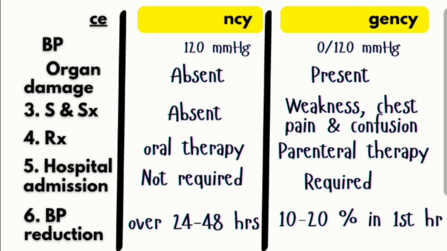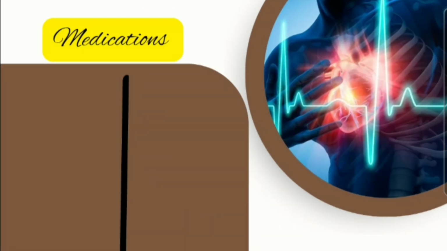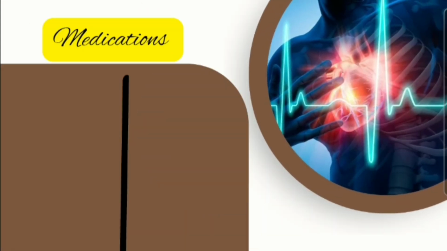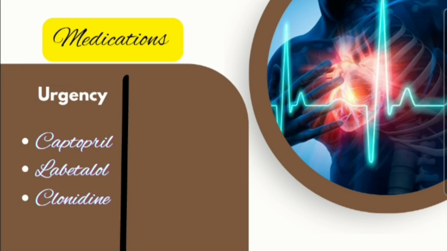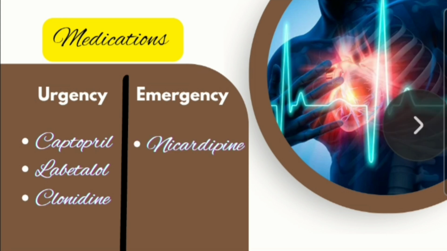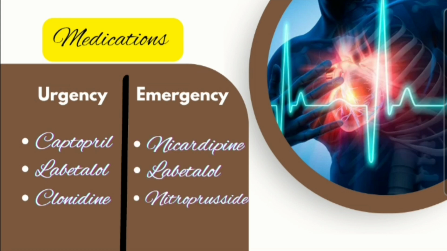Now let's discuss what medications are given in hypertensive urgency and hypertensive emergency. In hypertensive urgency, we have the options of oral captopril, labetalol, and clonidine. However, in hypertensive emergency, we have to give IV medication in the form of nicardipine, labetalol, and nitroprusside.